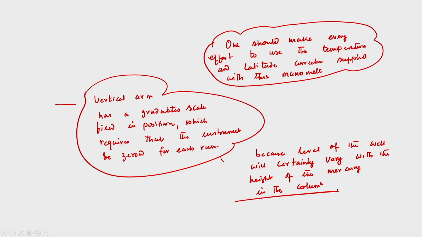So, for each and every run we must ensure that the instrument is zeroed, that the scale position must be zeroed, because the level of the well will certainly vary with the height of the mercury in the column. So, this is the aneroid barometer, and by knowing the height we can tell the absolute atmospheric pressure, and the height we can measure using the scale which is fixed with the vertical arm.